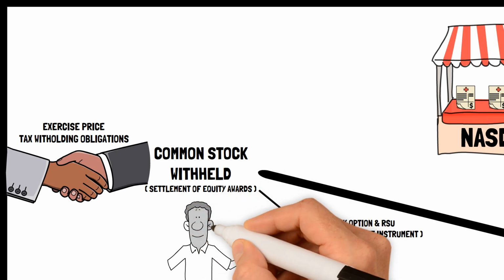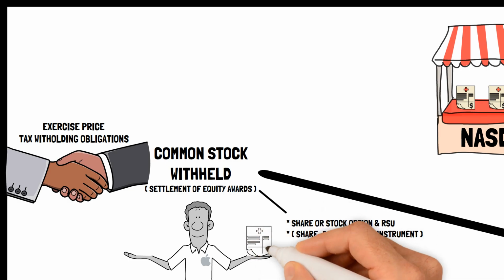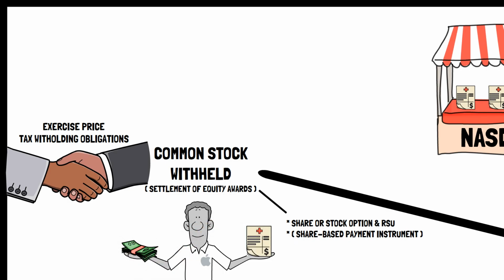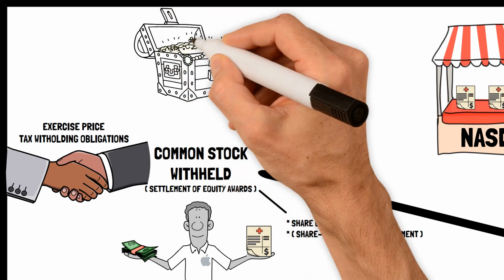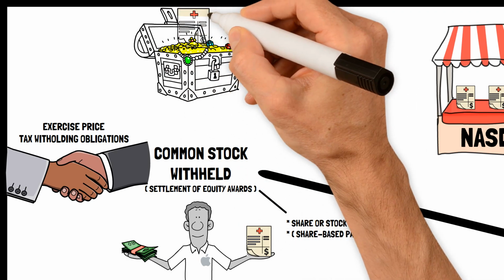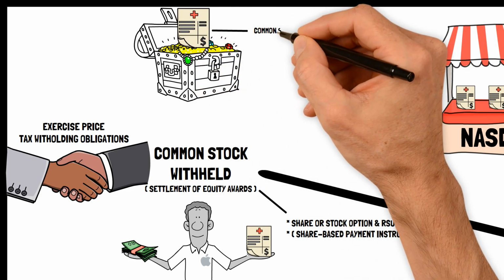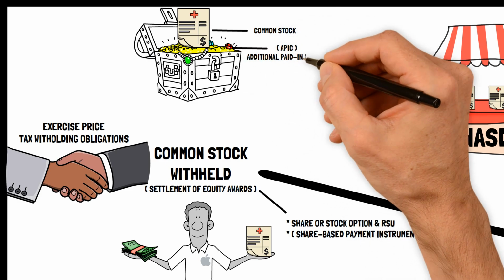When common stock is withheld to pay for these obligations, it can be accounted for either under common stock and additional paid-in capital or retained earnings or accumulated deficit. The choice of how to account for the common stock withheld depends on the accounting rules and conventions that apply to the company. Suppose the common stock is accounted for under common stock and additional paid-in capital.